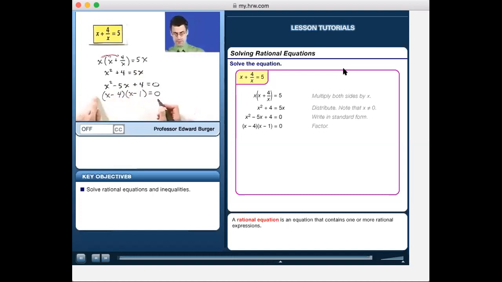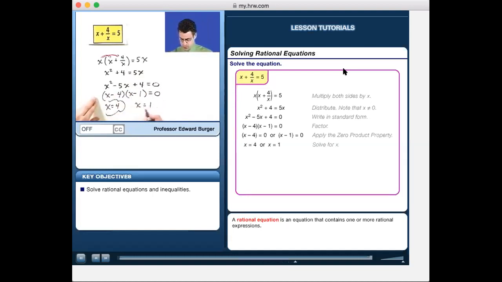So there's two possible answers. Either x minus 4 equals 0, or x minus 1 equals 0. If x minus 4 equals 0, that means that x equals 4. If x minus 1 equals 0, that means x equals 1. So we have two solutions, and we want to actually see if these two solutions make sense by checking. So let's check.